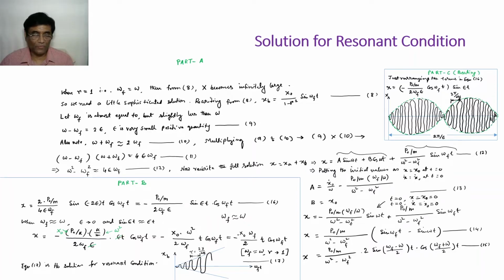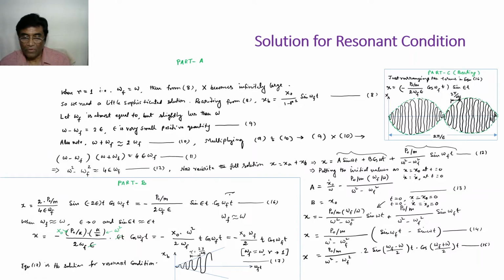Now related to this, once we have done so much effort, of course simple effort, and we have deduced the total solution, looking at it more closely we can understand another condition which is not exactly the resonant condition, which is called beating. We are just rearranging it: this term is coming over here, and this term is coming over here.